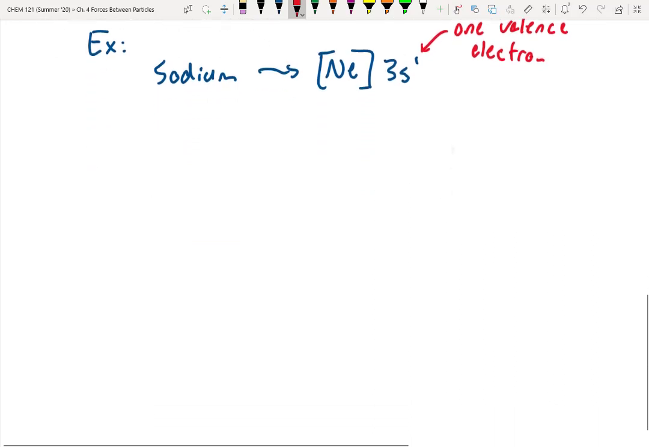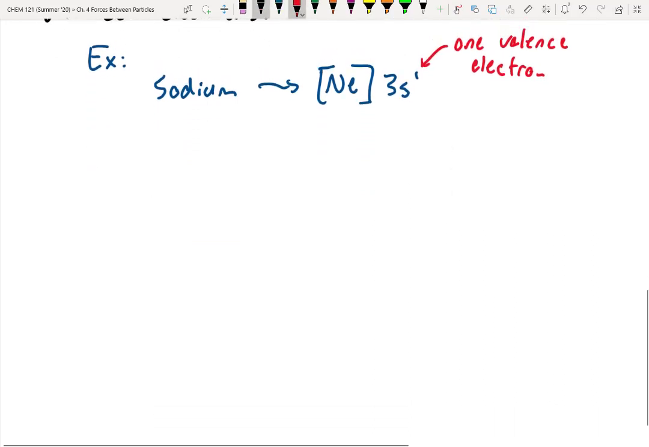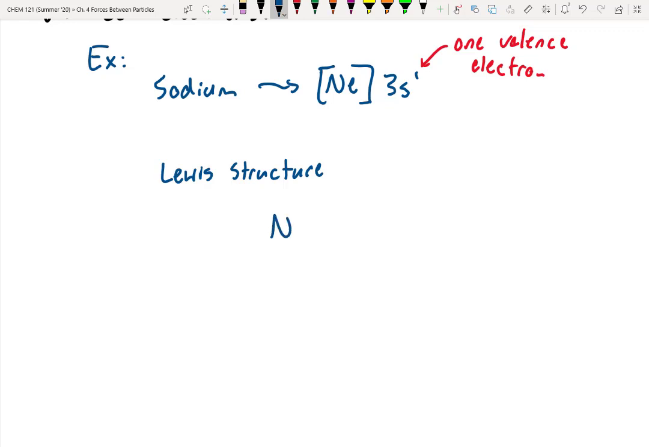Okay, so what we need to do is turn this into a Lewis dot structure. So the Lewis structure is pretty easy to draw. In order to draw this, you would just use the symbol for sodium, which is Na. Make sure you don't do neon. I see this mixed up a lot where students will put the noble gas. Instead, we want to use the elemental symbol for sodium itself down here, right? So sodium is Na, and then we have one valence electron. So to represent that one valence electron, we just draw a dot like this.